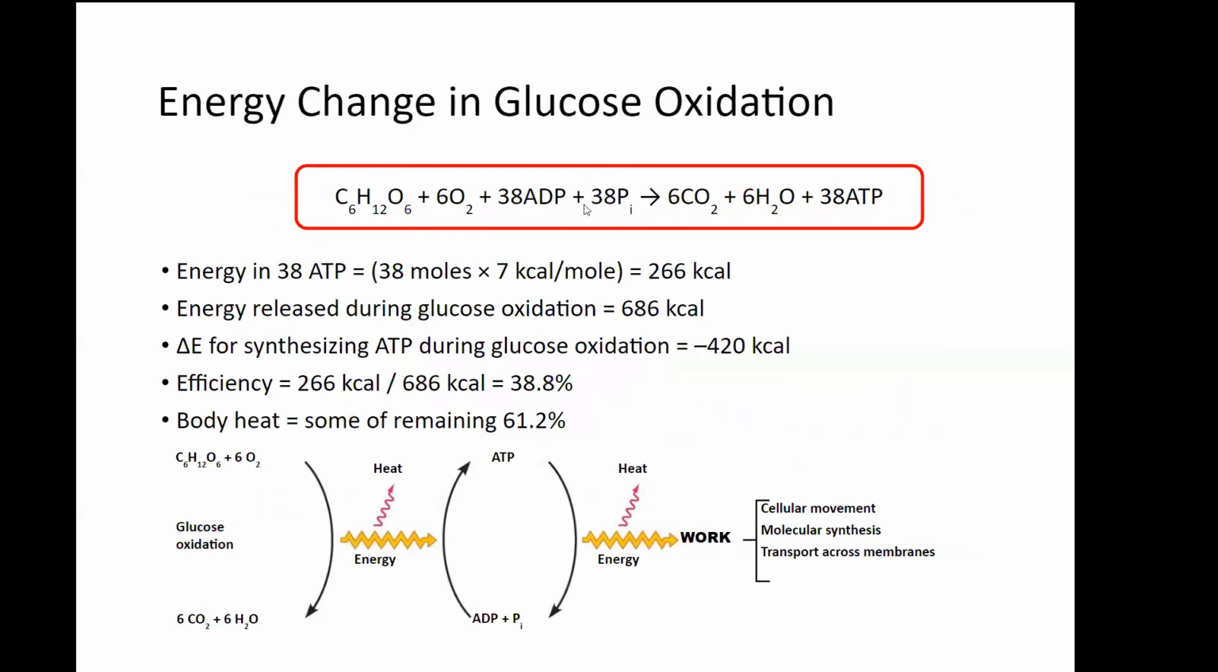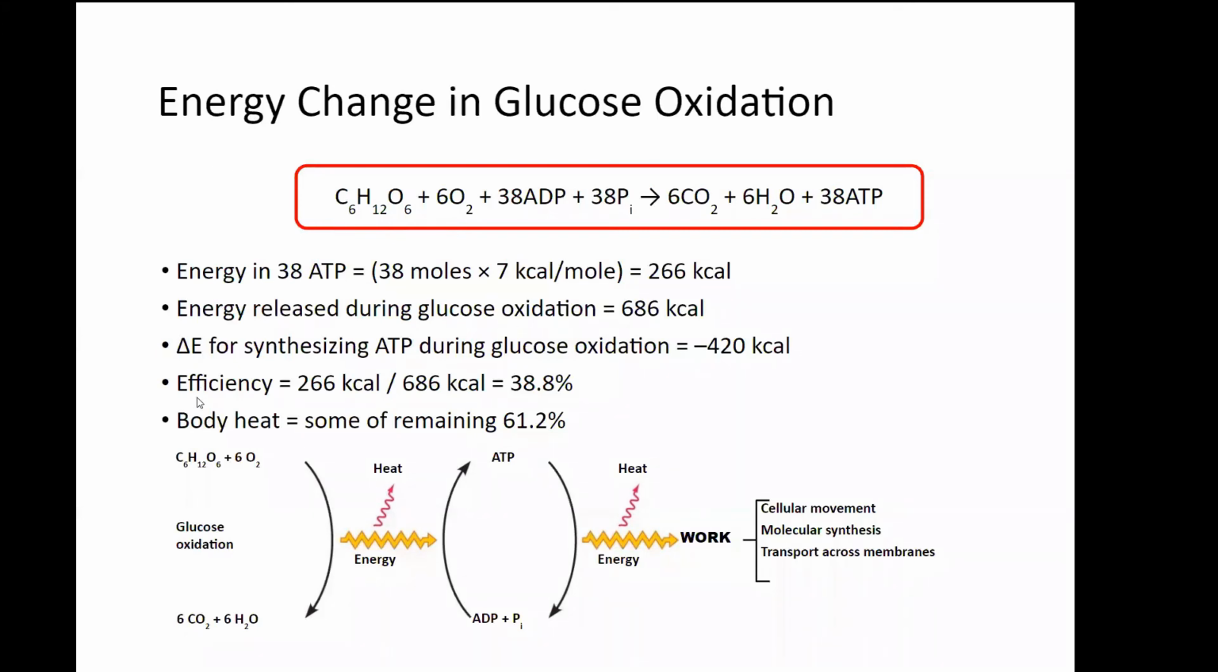So we could do math about how this all works. The energy in those 38 moles of ATP is about 266 kilocalories. So that's how much we're getting out of this whole process. And we do release energy during glucose oxidation. So we'll see that we release actually more, and this is because we need to use up some energy in the process as well.